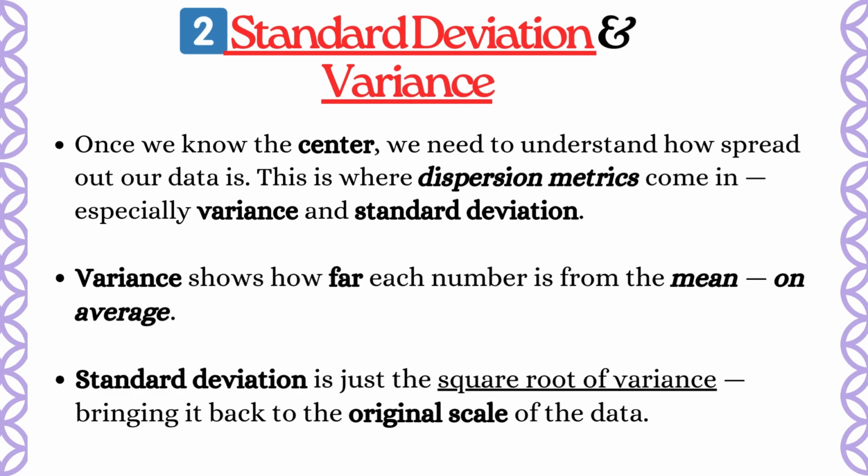2. Standard deviation and variance. Once we know the center, we need to understand how spread out our data is. This is where dispersion metrics come in, especially variance and standard deviation. Variance shows how far each number is from the mean, on average. Standard deviation is just the square root of variance, bringing it back to the original scale of the data.